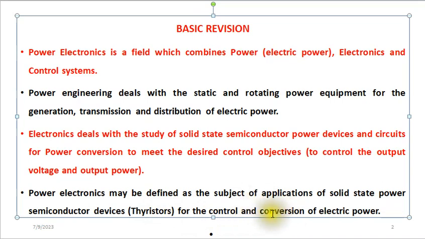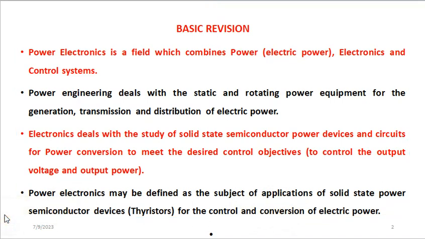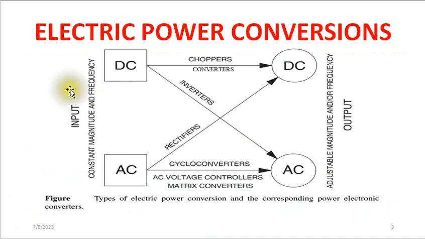Now I want you to take note of this keyword: conversion. Most of the things that are done in power electronics is conversion of electric power. To understand more about that conversion aspect, let us assume that this is the input terminal and this is the output terminal. We should also remember from our basic electricity that electric power can either be in AC or in DC, where AC stands for alternating current and DC stands for direct current.